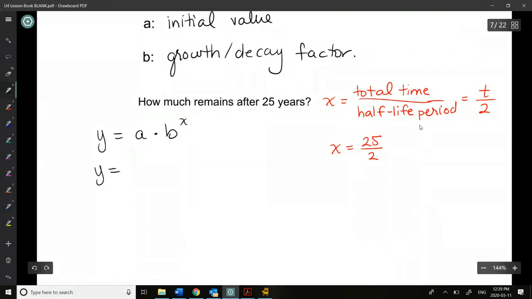So here our initial sample was 1,000 milligrams. We were talking about a half-life. And we've entered in x as 25 over 2.